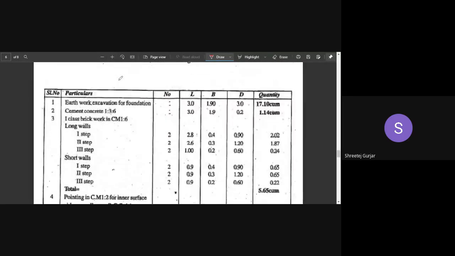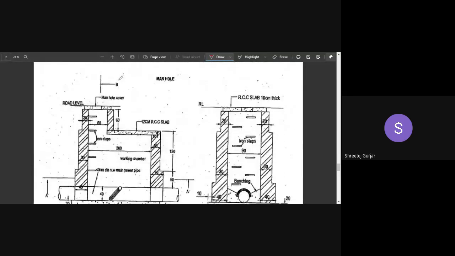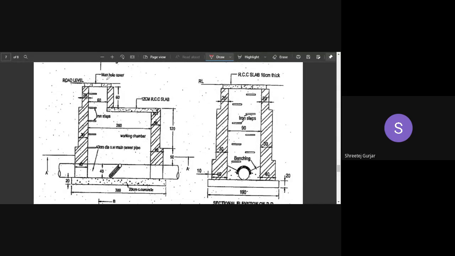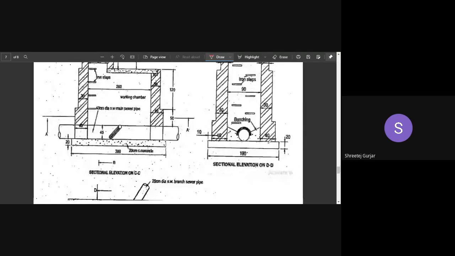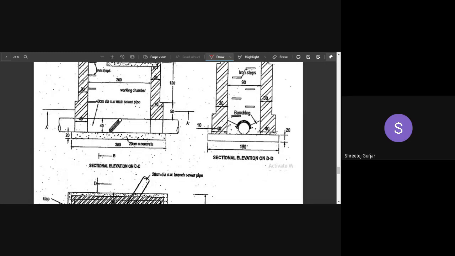Okay, so let me just look into your cross sections. Okay, so it is a rectangular one, wherein we have the brickwork, right? Brickwork over here. We have brickwork over here also, and then we have brickwork over here. Then RCC roof slab 10 centimeter thickness. Then the first step is 20 centimeter. Second step is 30. Third step is 40 centimeter. What about this offset? This offset is 10. Thickness of my CC bed is 20.